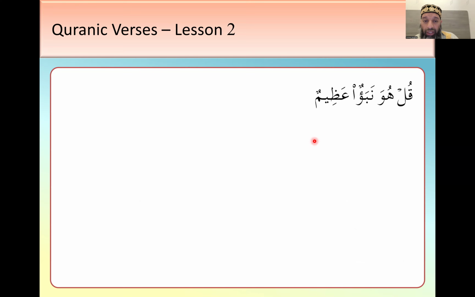Okay. Another set of words here. Qul. Qul means, for those who want more from this course, then write this down here. Qul means say. Allah subhanahu wa ta'ala is telling the Prophet sallallahu alaihi wasallam to say to the people, Qul, right? That's when it's used. Qul, huwa. Huwa means it is, or it can mean he is, right? But in this case, it's talking about an inanimate thing, so it means it is. So say, it is naba'un. Naba'un means news.